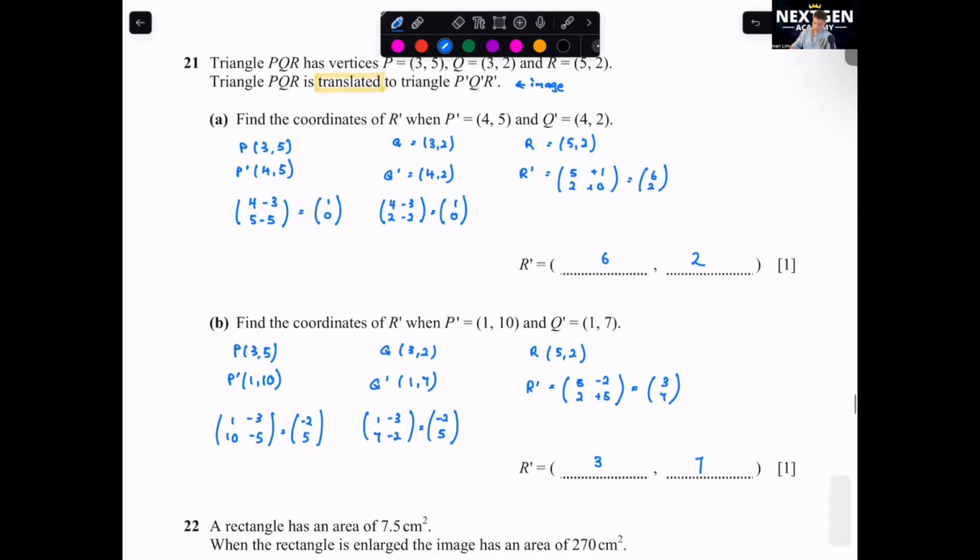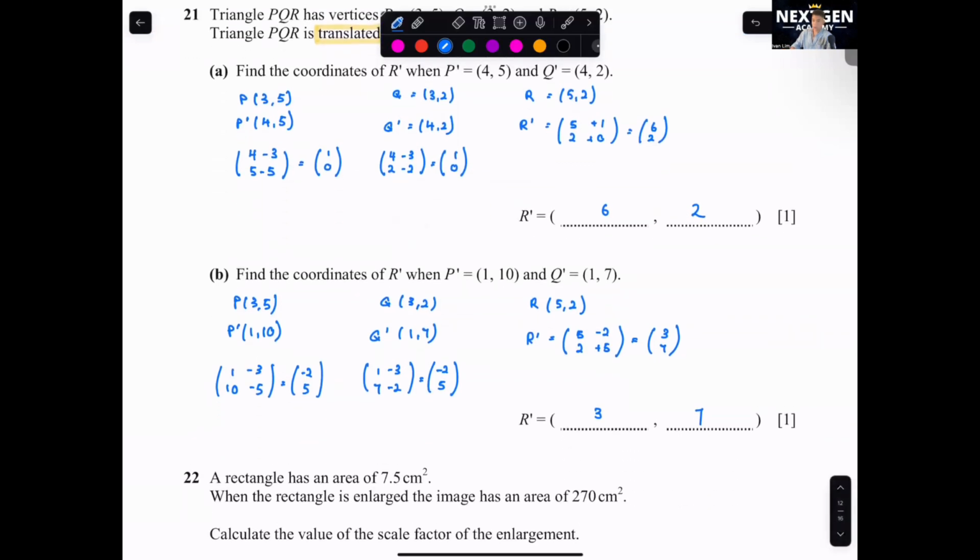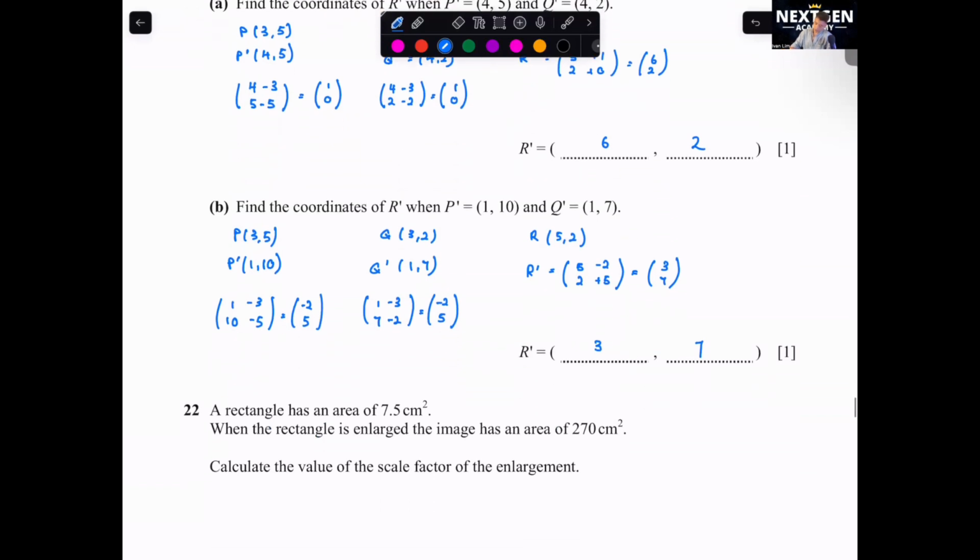Okay, let's move on to question 22. Everyone, copy already. Question 22 is on the concept of scale factor. A rectangle has an area of 7.5 cm squared. When the rectangle is enlarged, the image has an area of 270 cm squared. Calculate the value of the scale factor of the enlargement.